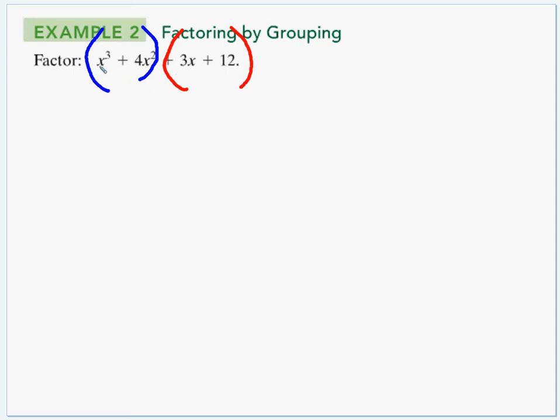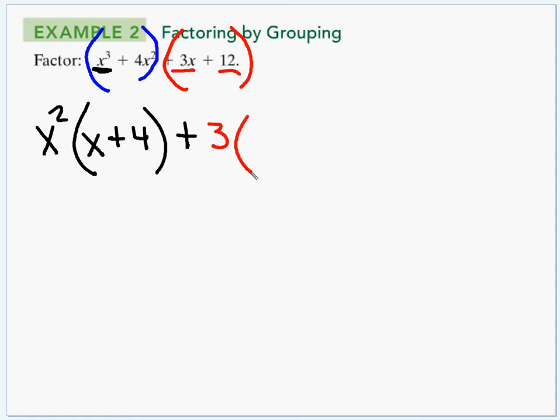In the blue parenthesis, x cubed and 4x squared, we can pull out an x squared. Left in the first term, if we pull out an x squared, will be an x, and then we have our plus, and we pulled out that x squared, so there's a 4 there, x plus 4. And now here, our next term in red, 3x and a plus 12. Well, we can factor out a 3, and when we factor it out, we're just left with an x there. Factor a 3 out of 12, and you're left with a 4.